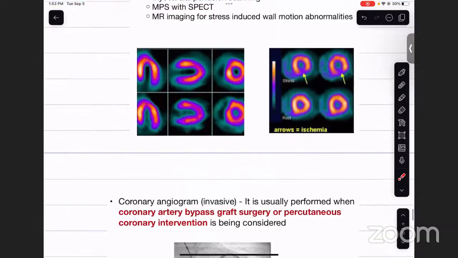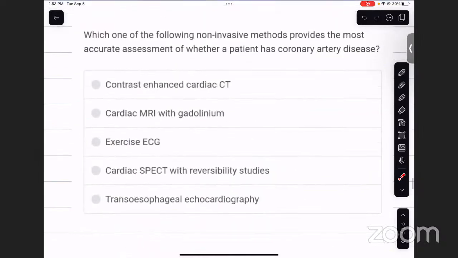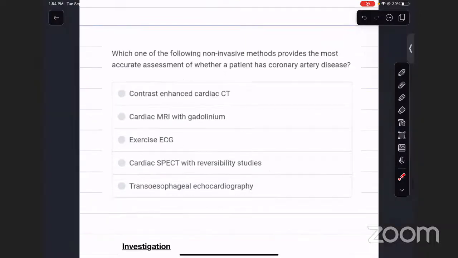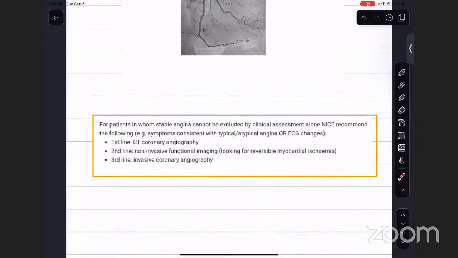So there are different ways to diagnose stable coronary artery disease. So what would be the best one to diagnose coronary artery disease? It's very simple. We just need to follow the NICE guideline. NICE recommends the following to diagnose coronary artery disease: symptoms must be consistent with typical or atypical angina, or ECG changes.